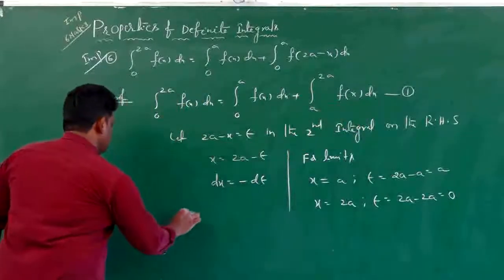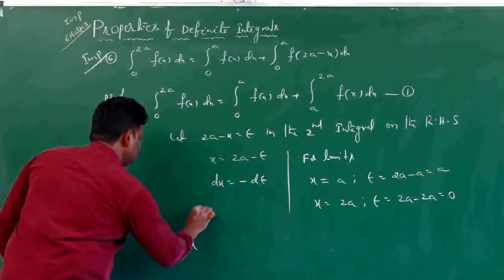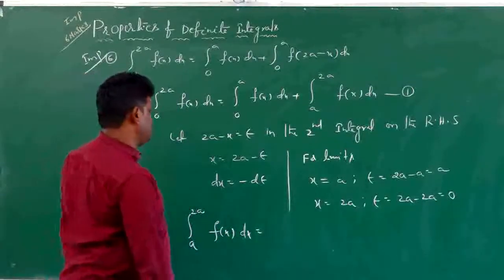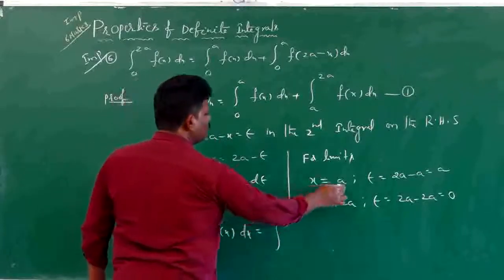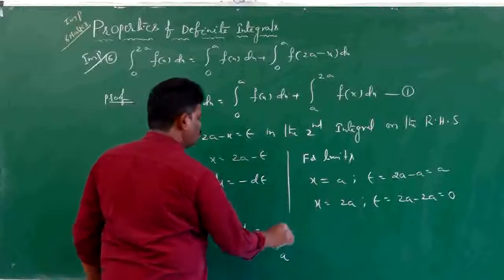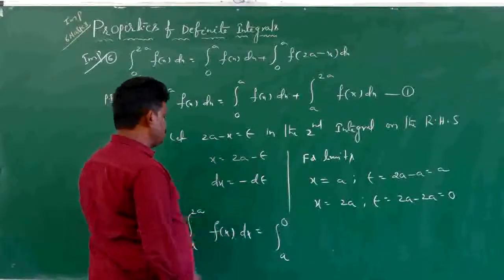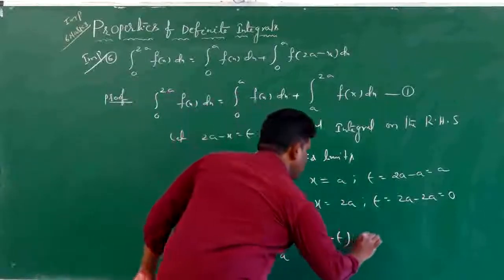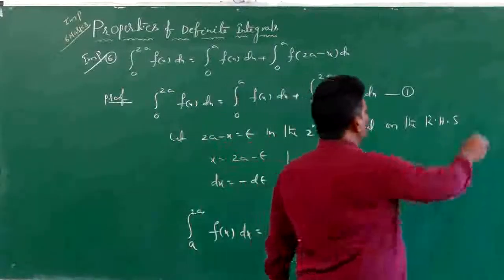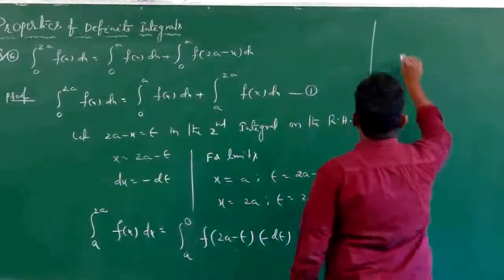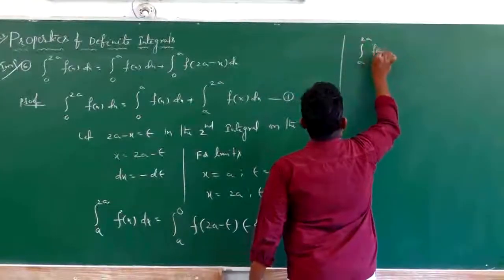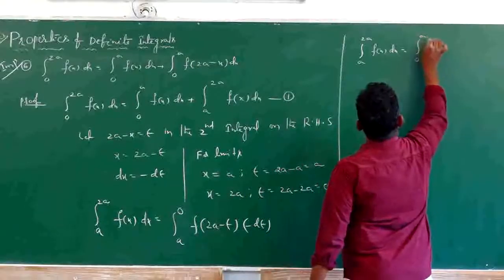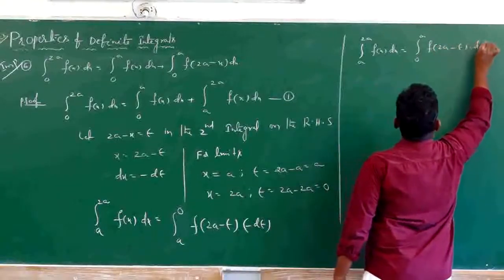Now if we take that integral, a to 2a f of x dx, x is equal to a means t is equal to a, and x is equal to 2a means t is equal to 0. f of x becomes f of 2a minus t, and dx is equal to minus dt. Already you know the property: whenever there is a negative sign, if you interchange the limits, the minus becomes positive. So integral a to 2a f of x dx is equal to integral 0 to a f of 2a minus t dt.